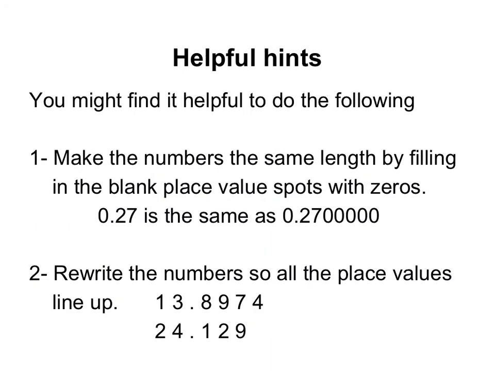Some helpful hints. Make the numbers the same length by filling in any blank place value spots with 0. So here I have 0.27, so that's 27 hundredths. That's exactly the same as writing a whole bunch of zeros after it. You could write a whole bunch of zeros before it if you want to. Any place value can get filled in with a 0. If nothing is written there, it is assumed to be a 0. So that can be one helpful hint. Secondly, line up your numbers one over the other so that all the place values line up. So make sure whatever's in the ones place lines up with whatever's in the ones place.